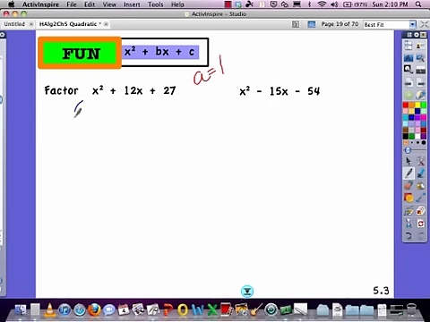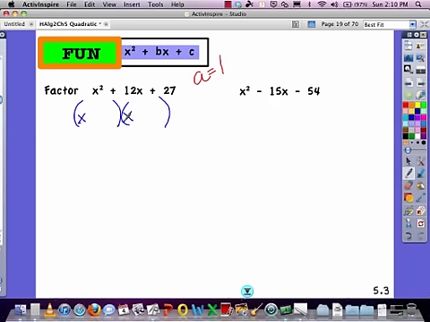I know it's going to break down into two things that multiply. And I know because of the FOIL process, first times first has to be my first term, which is that x squared. So I know that has to be x. And I know last times last has to give me the 27. So last times last could give me 27, but there's lots of things that multiply to give me 27.